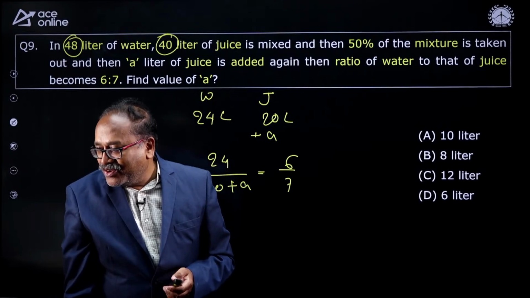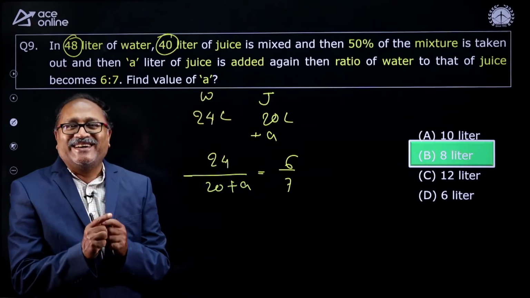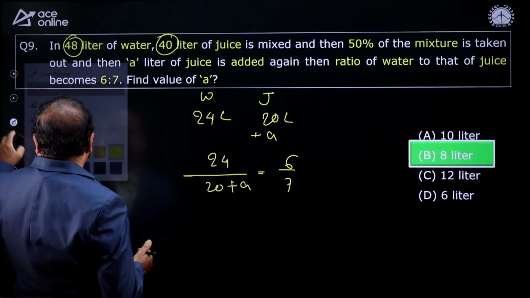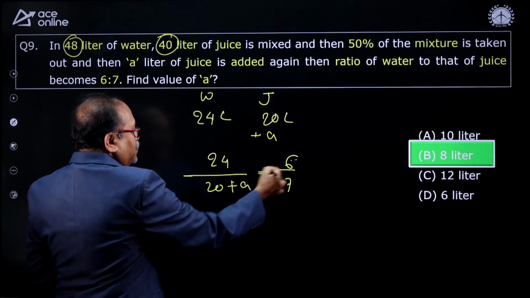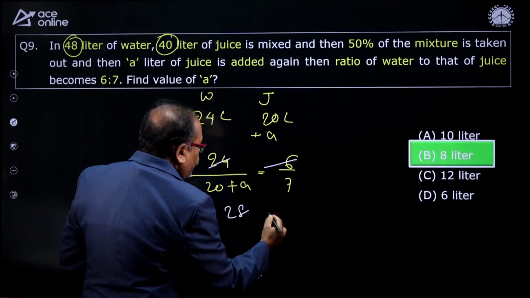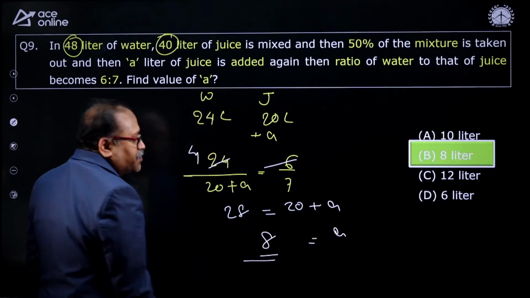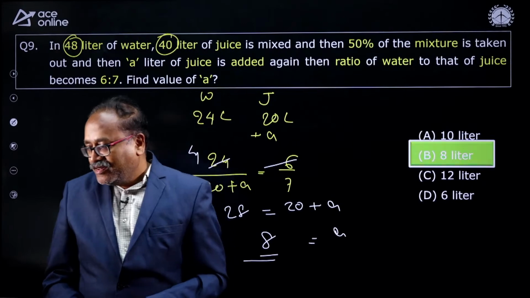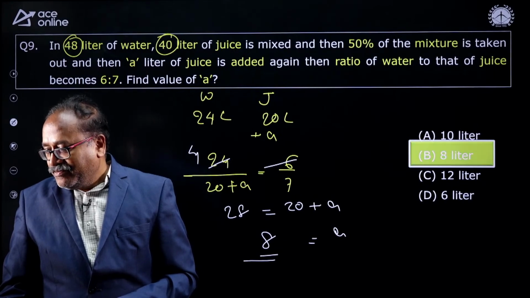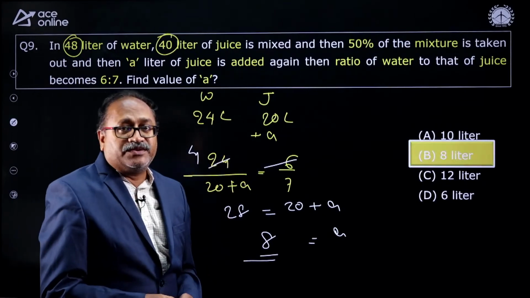Yes, you can do it. Aman, you say 10 liters. Let's check the answer, Mr. Aman. Oh, wow. It's 8. It's 8, Aman. But let's still check this one. So this gets cancelled 4 times, Aman. 6 times 4 is 24, 7 times 4 is 28. So 28 is equal to 20 plus A. Therefore A is equal to 8 liters, my young brother Aman. Aman ji, yes, 8 liters. Please confirm, Aman sir. Am I right? Okay.